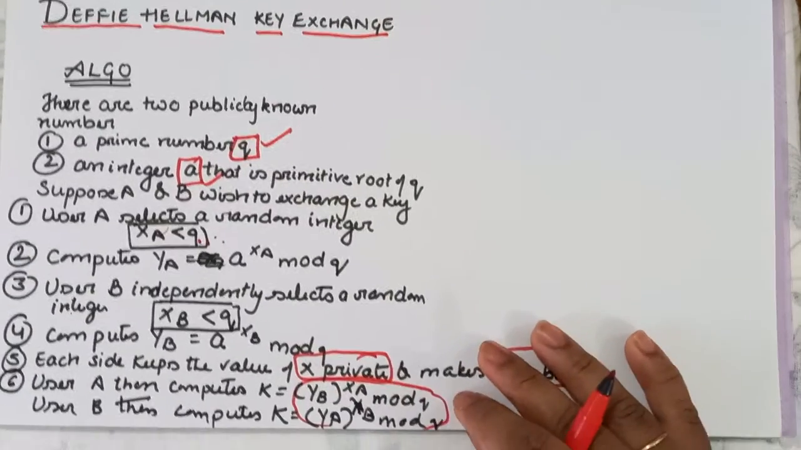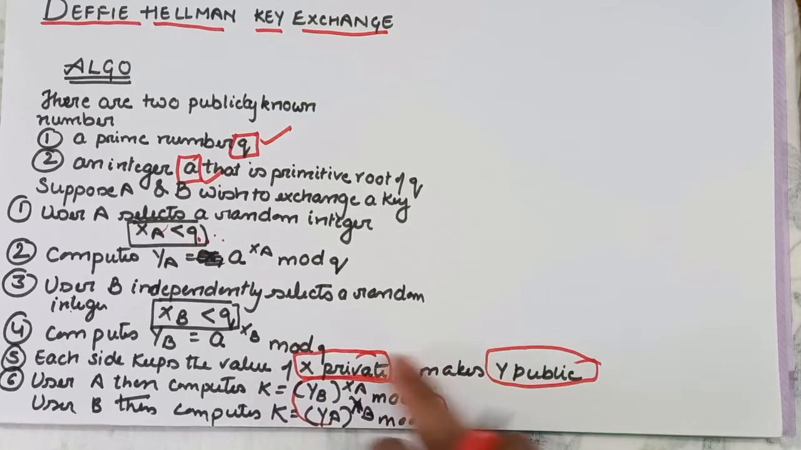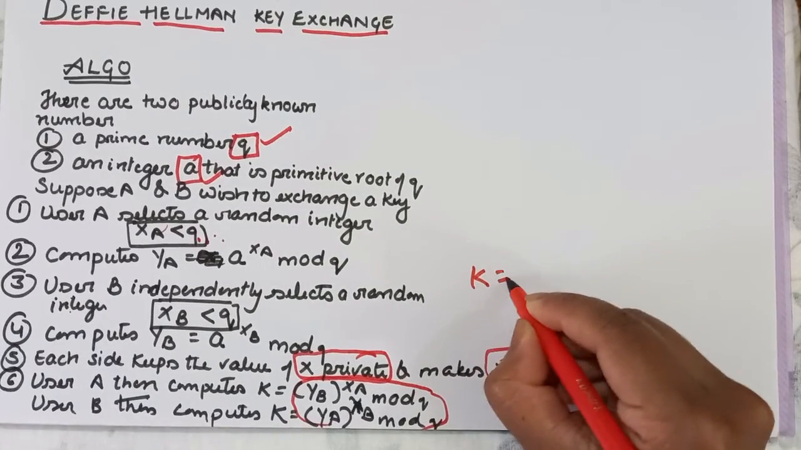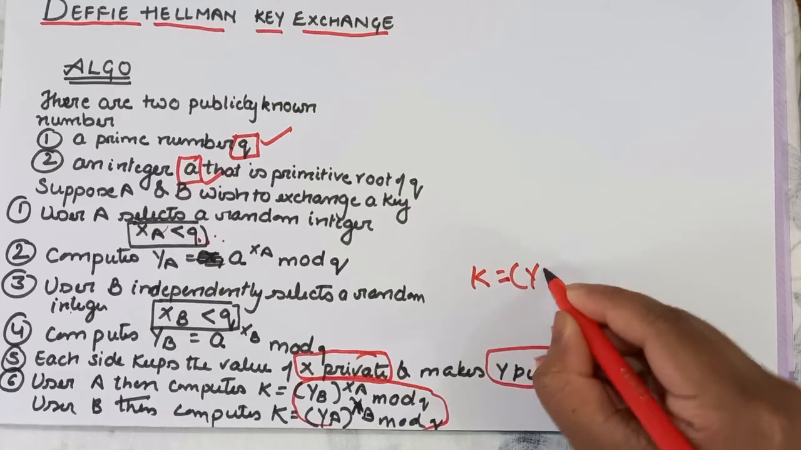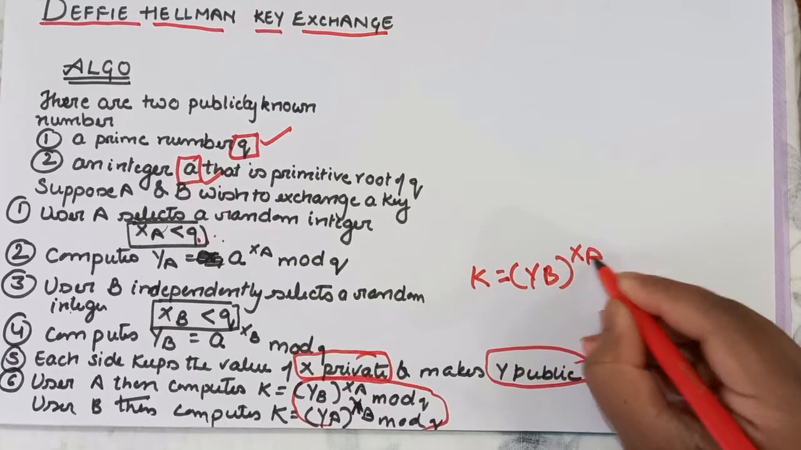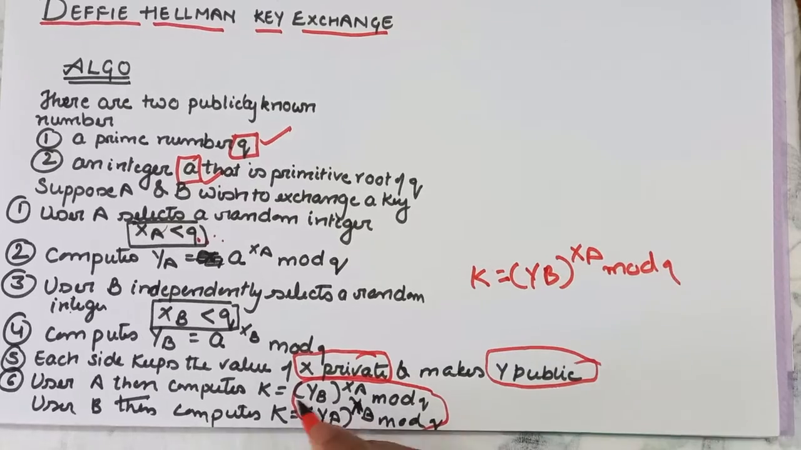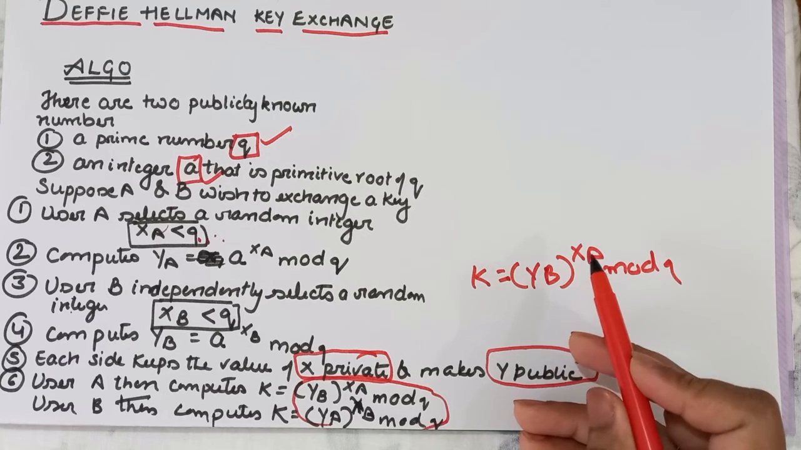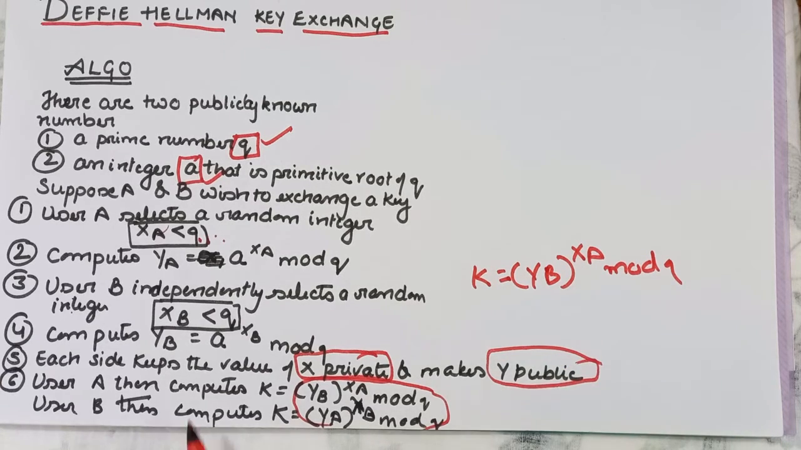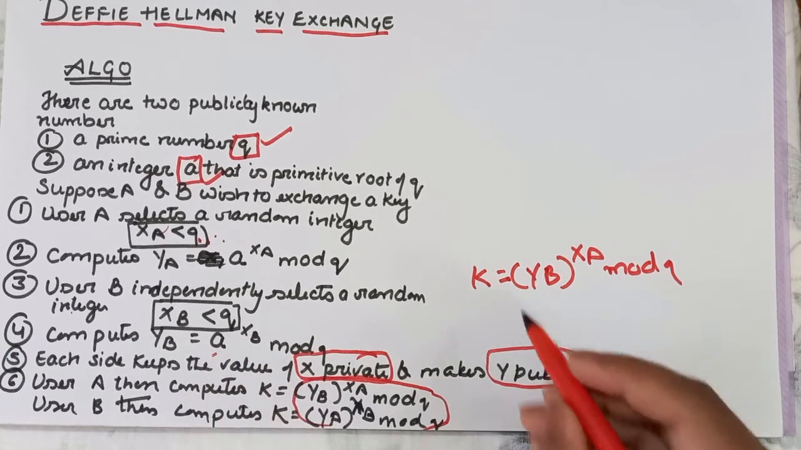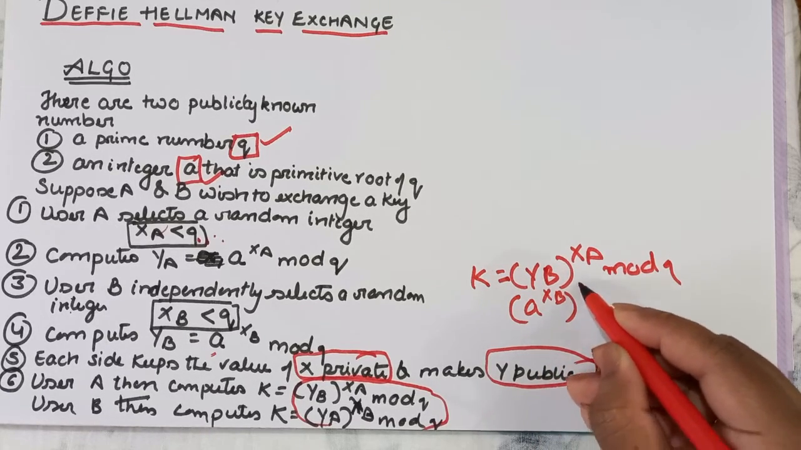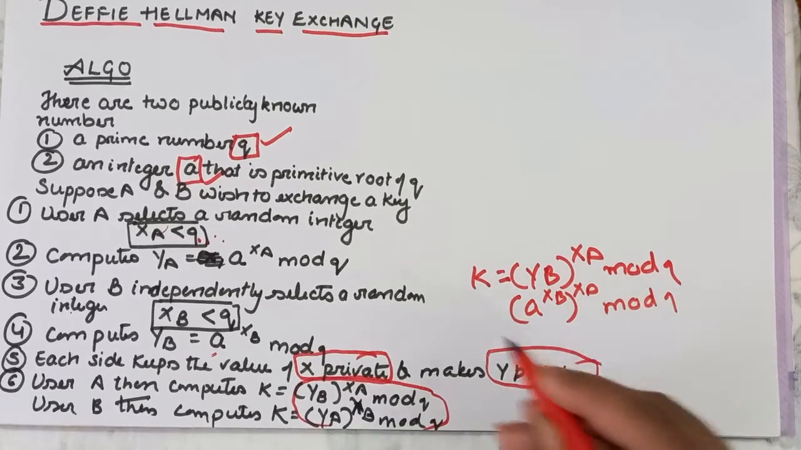Let me derive it for you and show that both these methods are going to give you the same k value. If k is equal to yb to the power xa mod q, I'm going to start from this equation and come back to the other one. So yb to the power xa. Now what is the value of yb? yb is equal to a to the power xb mod q. So you can write a to the power xb, whole to the power xa mod q, right?